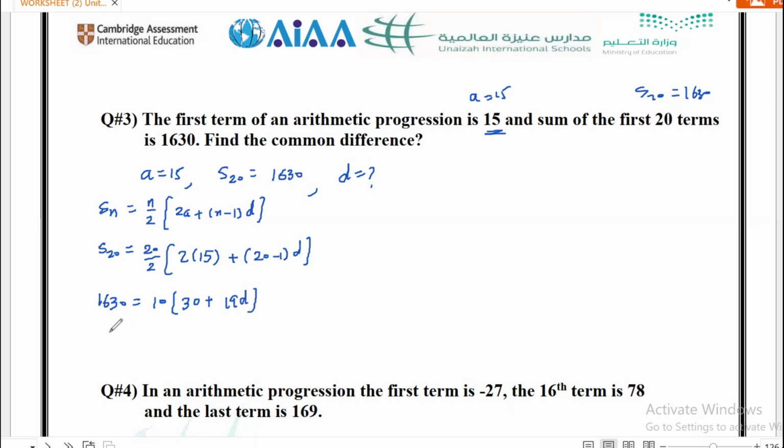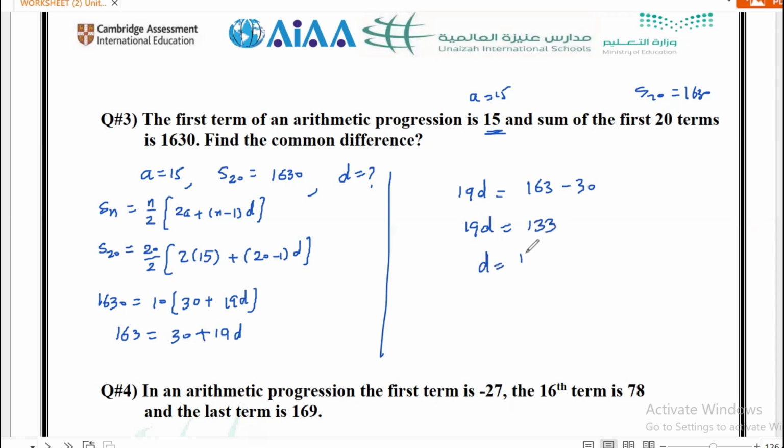And next step, we can divide on the other side. So it gives us 163 equal 30 plus 19d. And then 19d is equal to 163 minus 30. So 19d is equal to 133. And then d equals 133 over 19, which is equal to 7. So we found the common difference, and that common difference is 7. I hope it is clear.